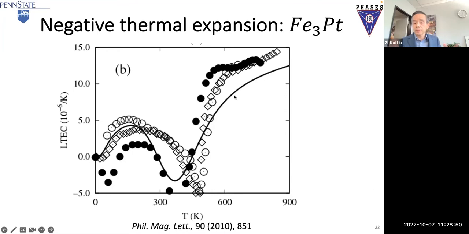And this line is from the prediction of our model, our theory. We don't have a model here. That's very important. There's no model for us. We just calculate different configurations and put them into statistical mechanics. So there's no model, no fitting parameters in this practice here. So how do we solve this Fe3Pt? Fe3Pt is an L1_2 structure. So we take a supercell.